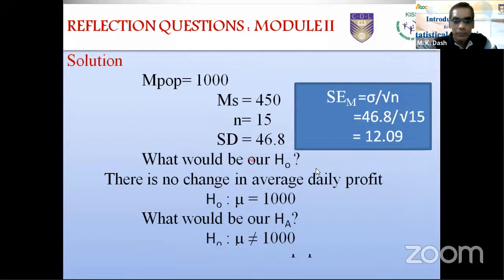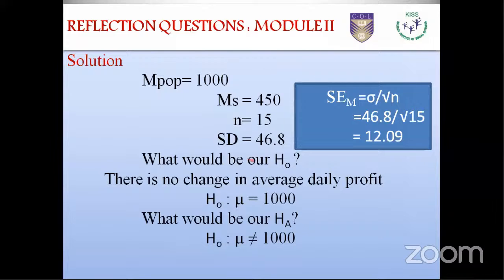What would be our null hypothesis? There is no change in average daily profit. So the null hypothesis states that mu is equal to 1000. What is the alternate hypothesis? Mu is not equal to 1000. If the alternate hypothesis is mu is not equal to 1000, what type of test is that? Is it a one-tailed test or two-tailed test? Again, it is a two-tailed test.